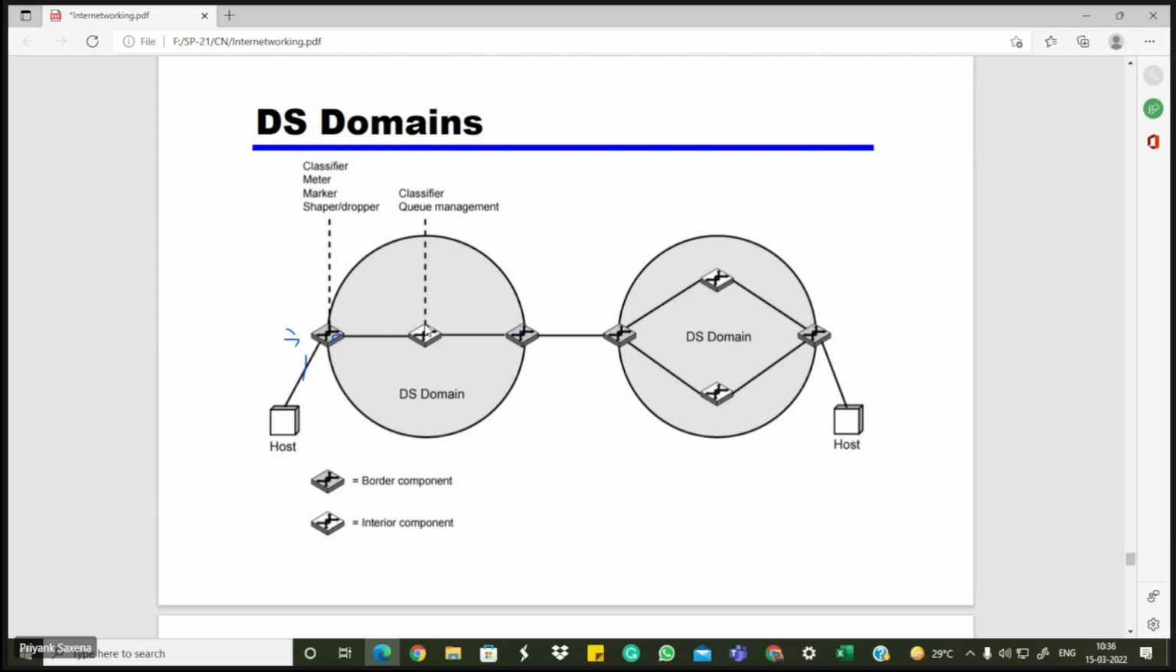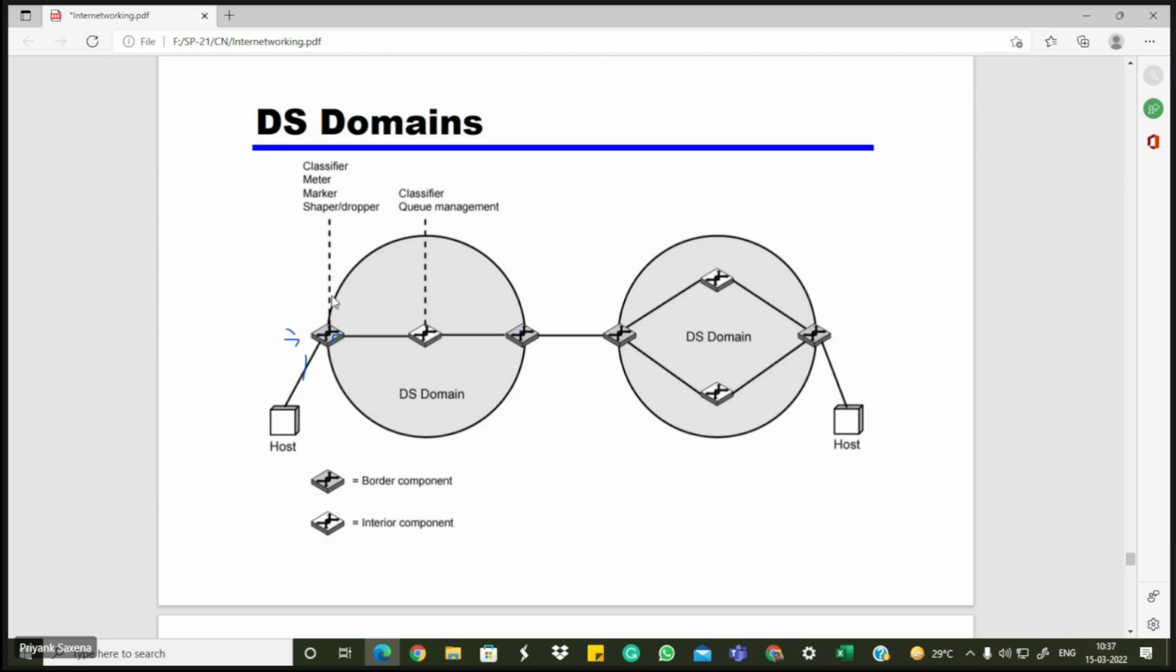Typically these interior nodes implement simple mechanisms for handling packets based on their DS code point value. So they serve the purpose of a classifier or queue management, the intermediate nodes. While these boundary routers have many functions, their job is more complex. They act as a classifier. So basically a traffic conditioner is implemented here at the boundary routers.